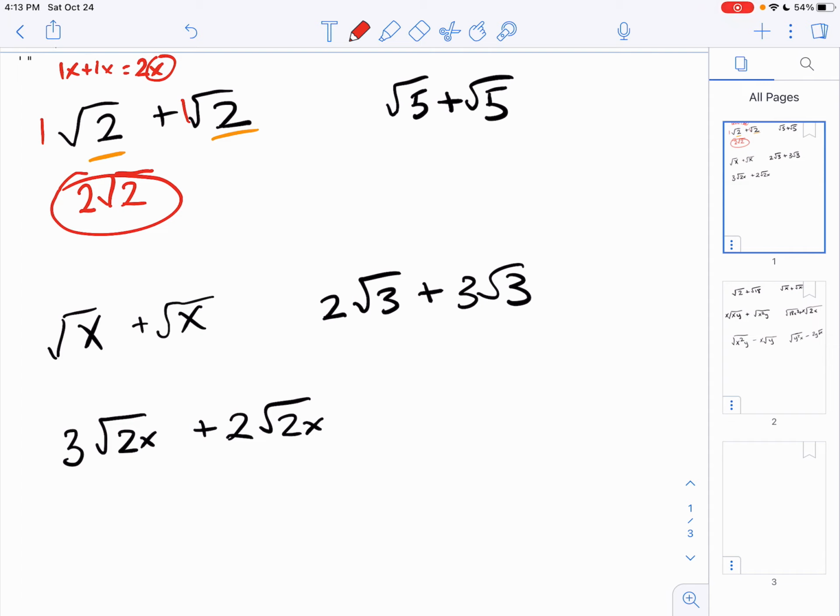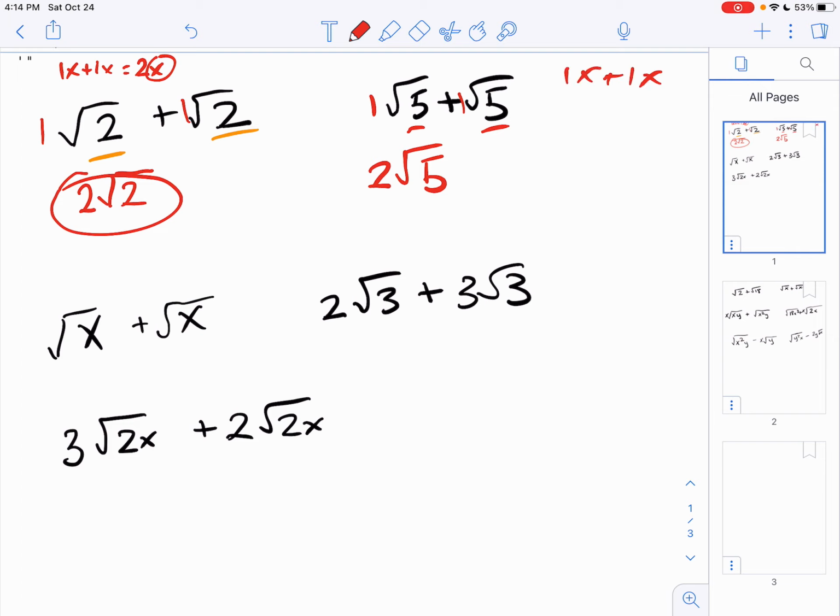With the second example, radical 5 plus radical 5, it's not radical 10. Like I said, we have to keep what's inside the radical the same. This is almost like an x, and we add what's on the outside. There's a hidden 1 in front. So 1 radical 5 plus 1 radical 5 is 2 radical 5. Keep what's inside the same, add what's on the outside. Almost like 1x plus 1x, once again.